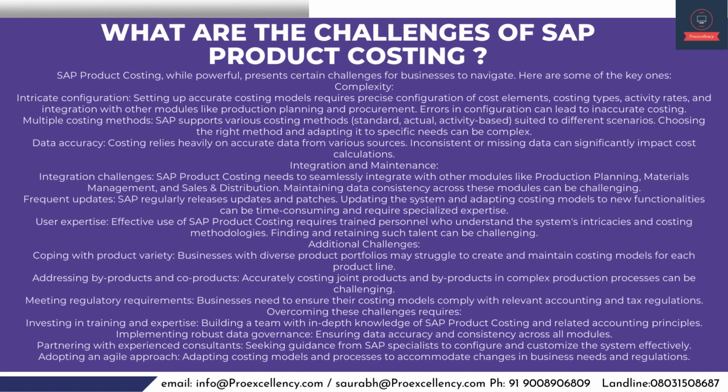Complexity. Intricate configuration. Setting up accurate costing models requires precise configuration of cost elements, costing types, activity rates, and integration with other modules like production planning and procurement. Errors in configuration can lead to inaccurate costing.